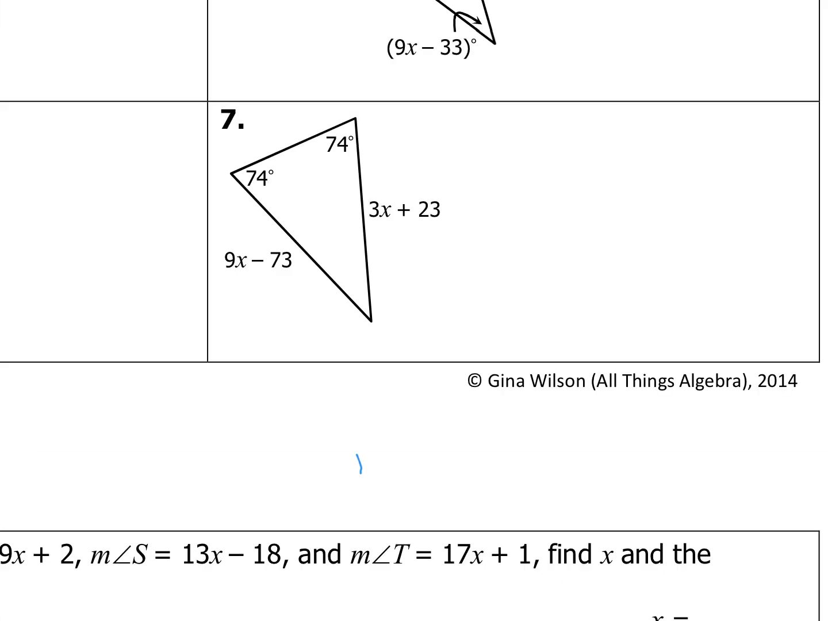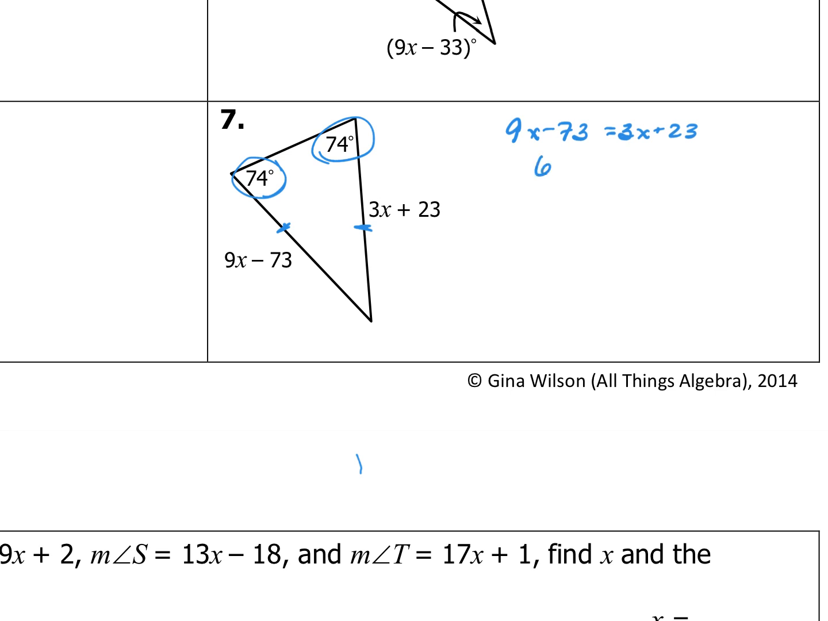All right, number 7 is telling you the same information, just looks a little different. Again, it's telling us our base angles are congruent, which means our legs are congruent. So again, we're just going to set those equal to each other. So 9x minus 73 equals 3x plus 23.